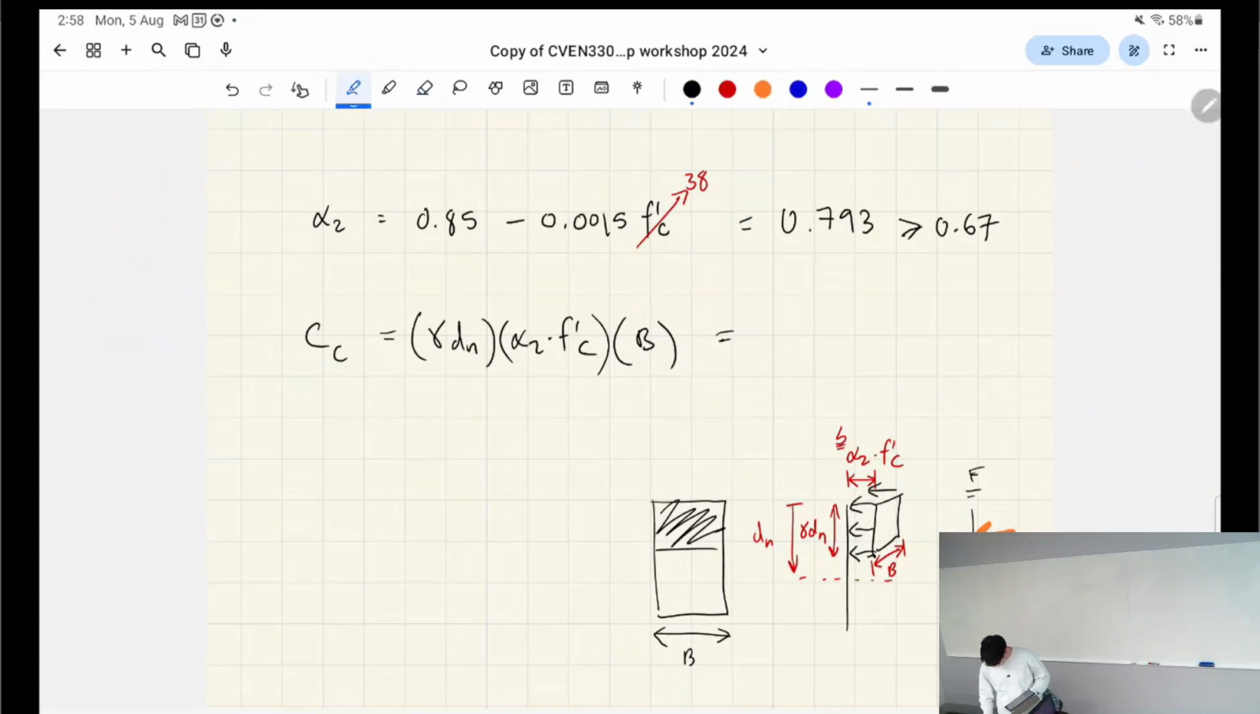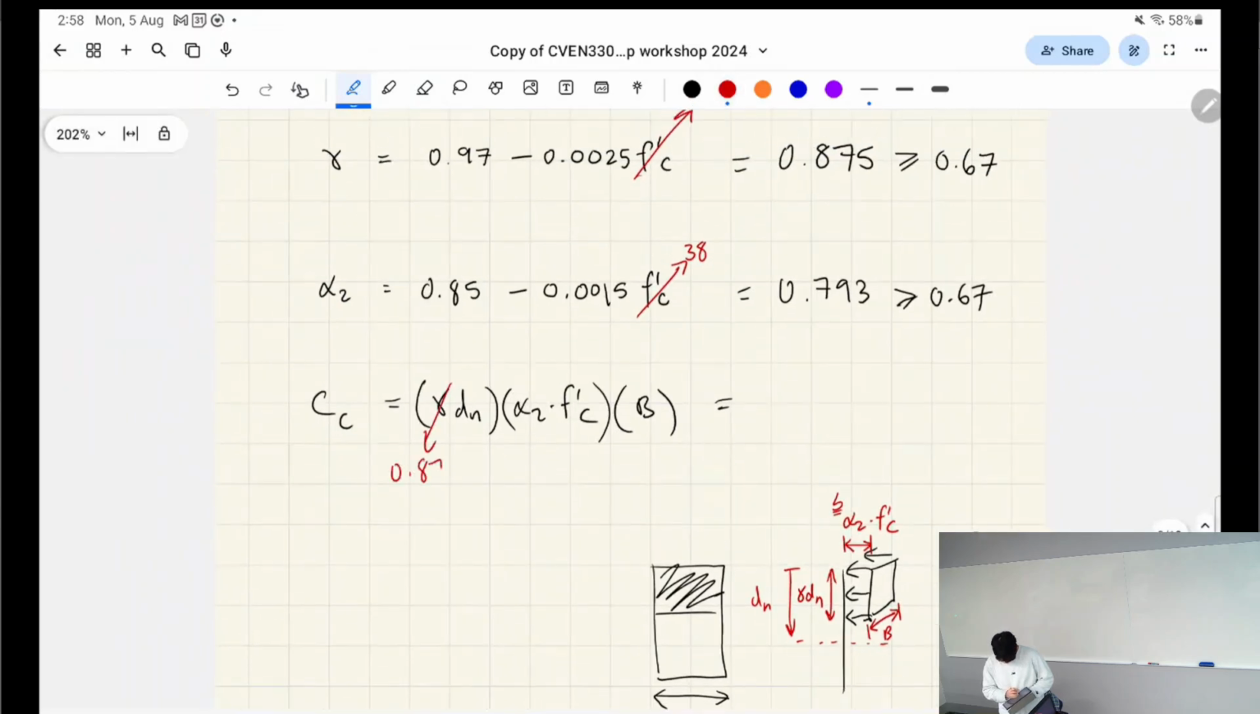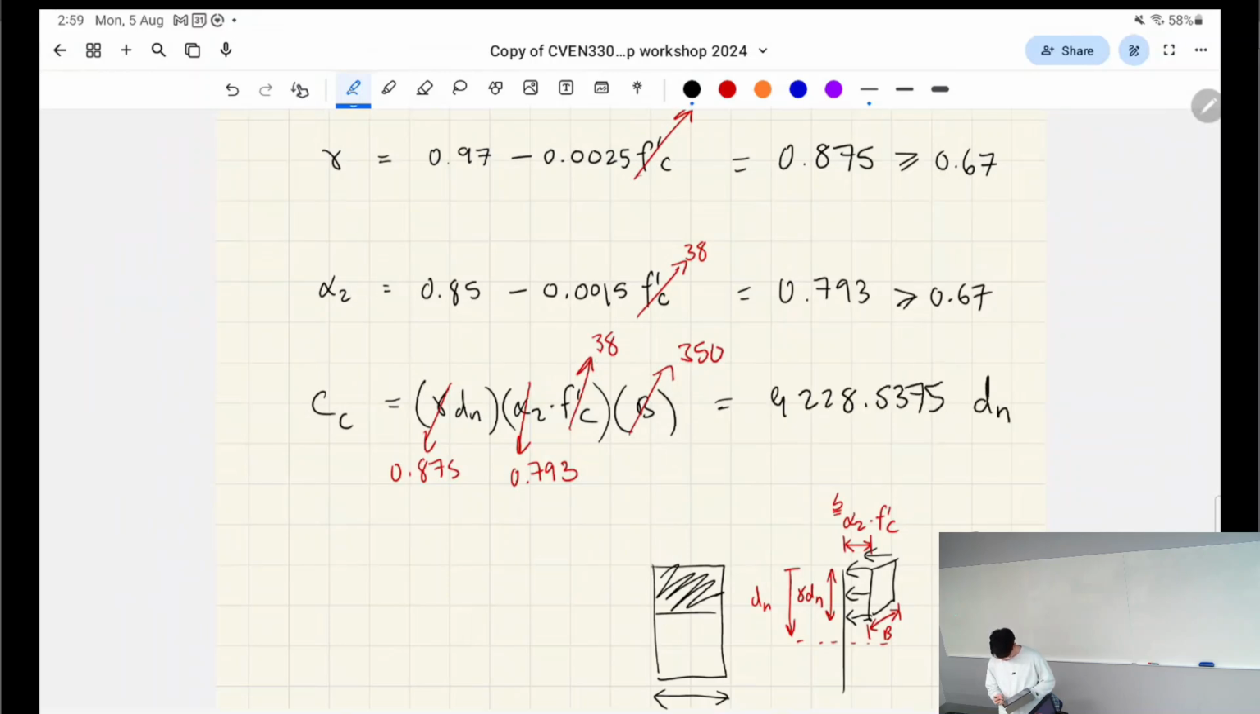Okay, but we don't know dn basically, right? So we can solve all this stuff in terms of what we know, like this, and 38, right? We know the width of the beam, which was 350, but we don't know what dn is, right? But this is all going to play into when we solve it using force equilibrium. It just gives us some constant and then dn.